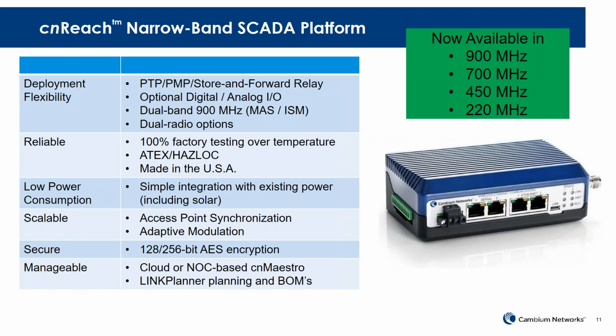So again, here's a brief summary of the product itself. It's available in those 4 bands. I'll talk about the latest hardware release, which is especially important for those of you joining from Europe, which is the 450 megahertz Oetzi radio. I believe I have a slide on that next. But cnReach is available in these 4 bands. We continue to expand that list.